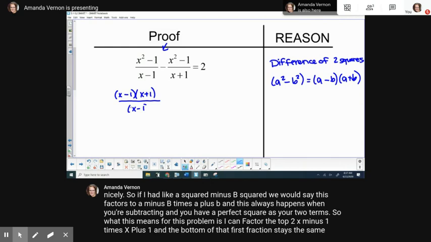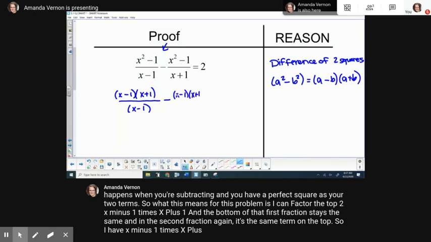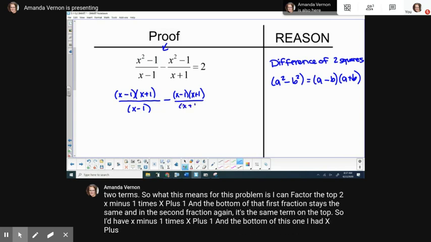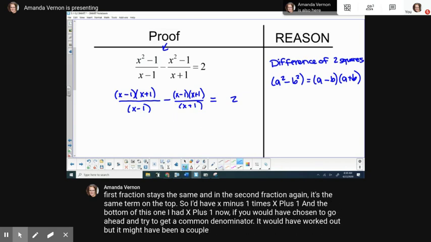And in the second fraction, again, it's the same term on the top. So I'd have x minus 1 times x plus 1. And on the bottom of this one, I had x plus 1. Now, if you would have chosen to go ahead and try to get a common denominator, it would have worked out, but it might have been a couple extra steps.